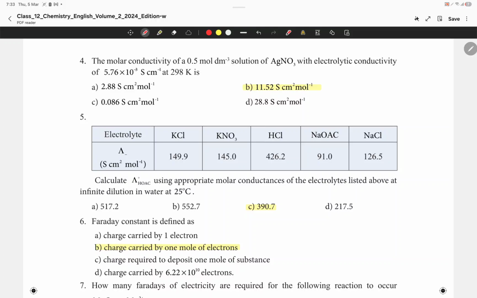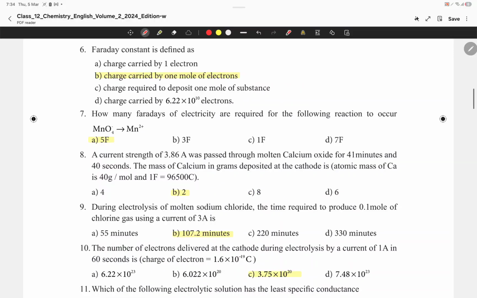The molar conductivity of a 0.5 mol per dm³ solution of AgNO3 with electrolytic conductivity of 5.76 × 10^-3 S per centimeter at 298 K is 11.52 S cm² per mole. Electrolyte and lambda are given. Calculate lambda naught of HOAc using appropriate molar conductances of the electrolytes listed above at infinite dilution in water at 25 degrees Celsius: 390.7. Faraday constant is defined as the charge carried by 1 mole of electrons.